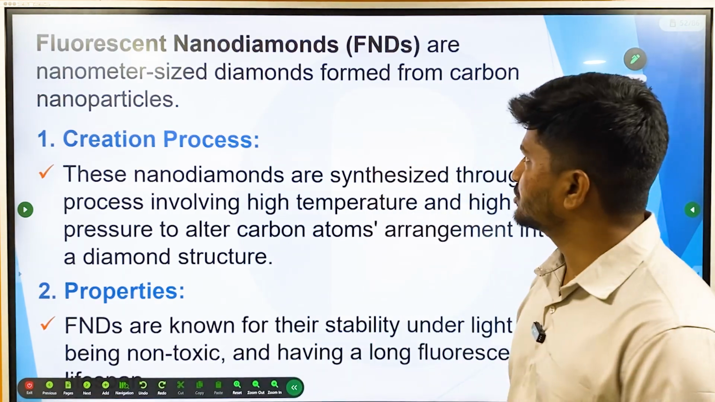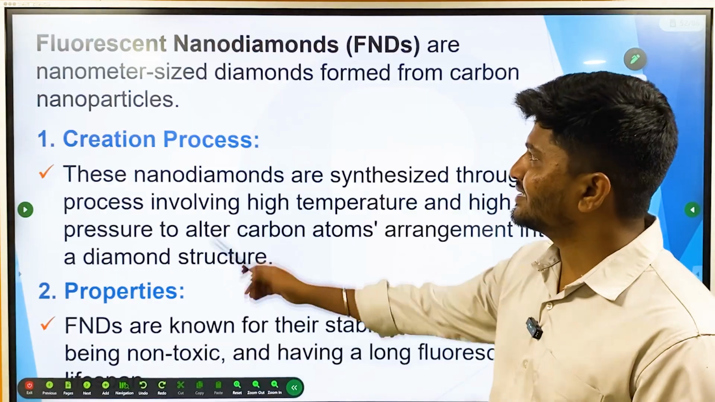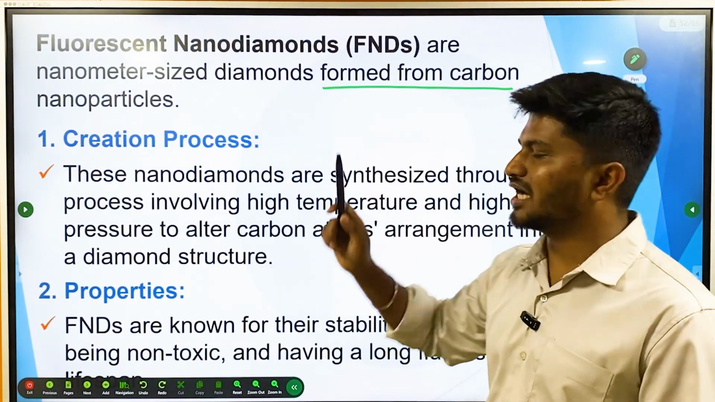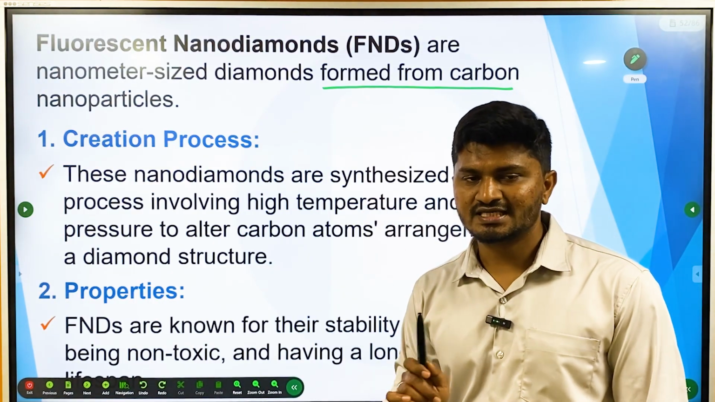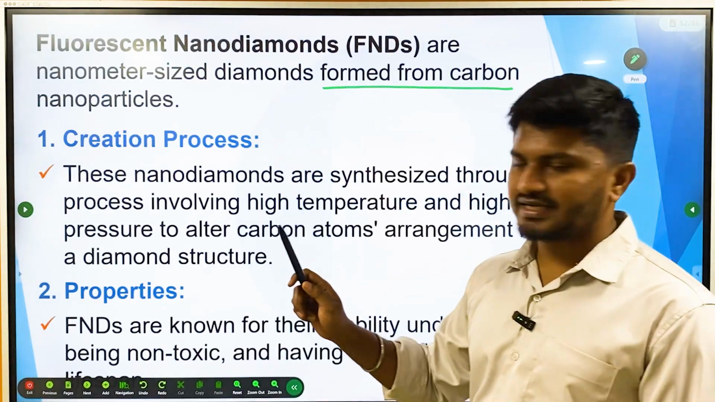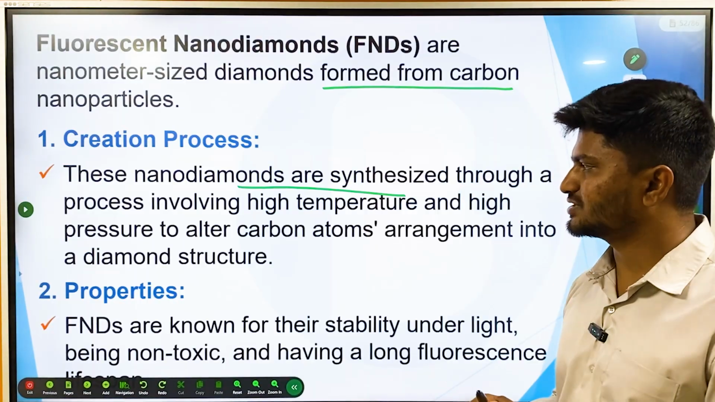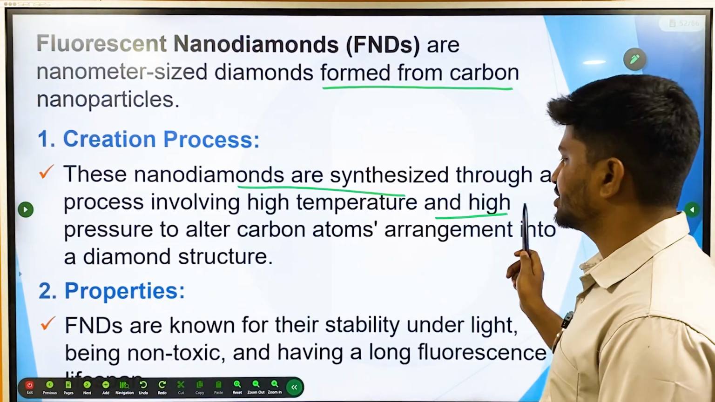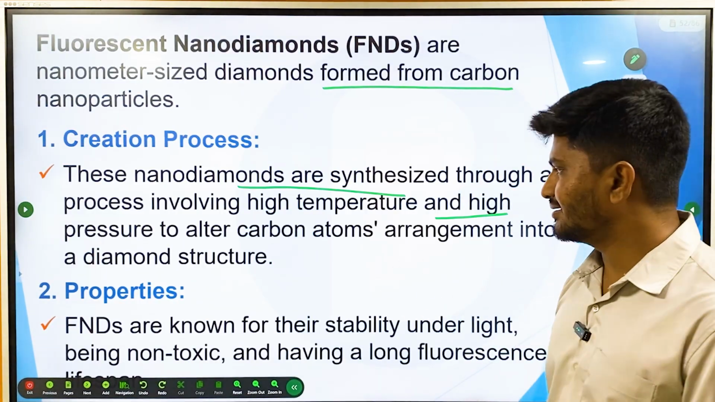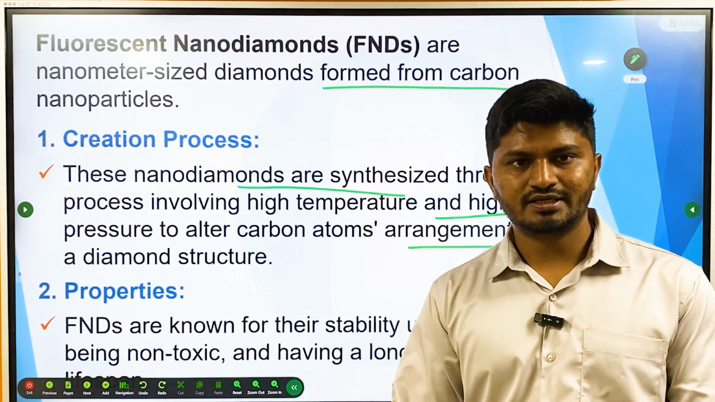What is fluorescent nanodiamonds? These are nanometer sized diamonds formed from carbon nanoparticles. So it is a nanomaterial. Keep that in mind. How is it created? These nanodiamonds are synthesized through a process involving high temperature and high pressure to alter carbon atoms' arrangement into diamond structure.